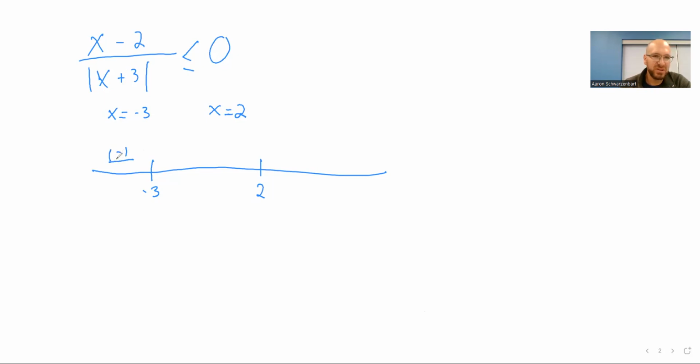The absolute value of -4 plus 3. -4 plus 3 is -1, but the absolute value is positive. Hey, absolute values are always positive. So that will always be positive for the bottom, giving me a net negative, which is in my region. We'll do 0 here. 0 minus 2 is negative. Again, absolute value is positive, giving me a net negative.